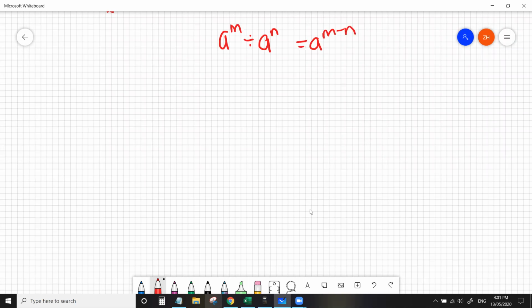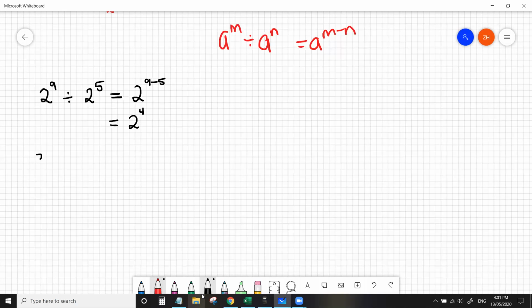There we go. And we'll start with 2 to the power of 9 divided by 2 to the power of 5. So using the rule, we'll keep the same base and we will subtract the powers. So we're left with 2 to the power of 9 minus 5, which is 4.